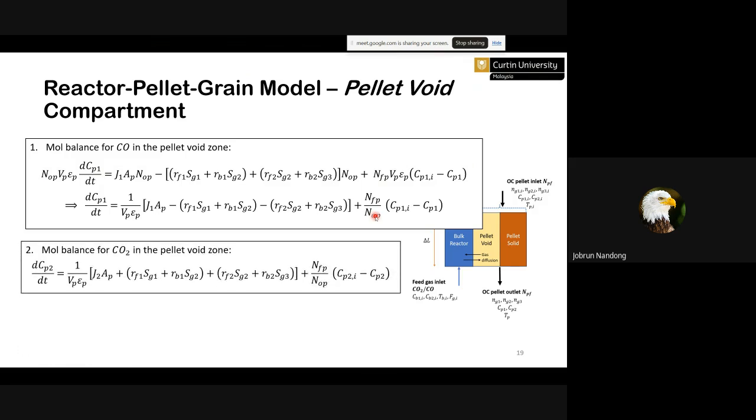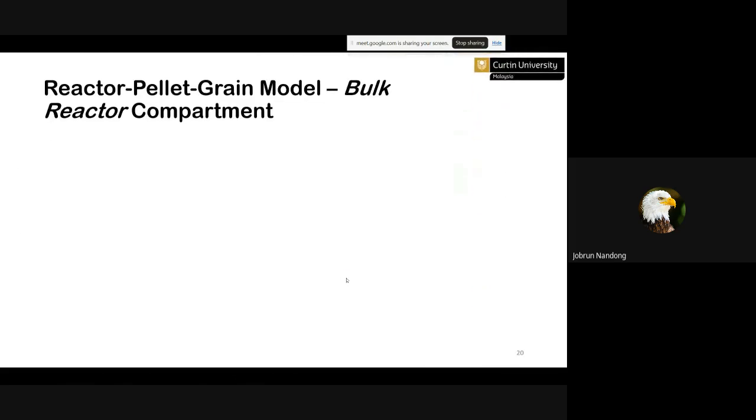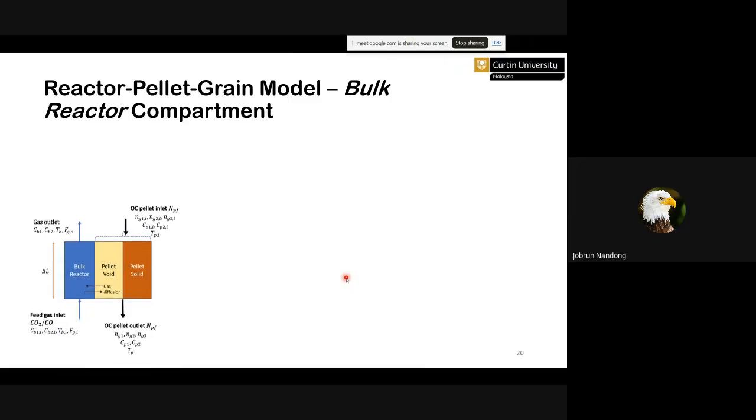Then we can move on to the second species, which is CO2. Again, same as before, now we just add this part. Finally, the bulk reactor compartment.